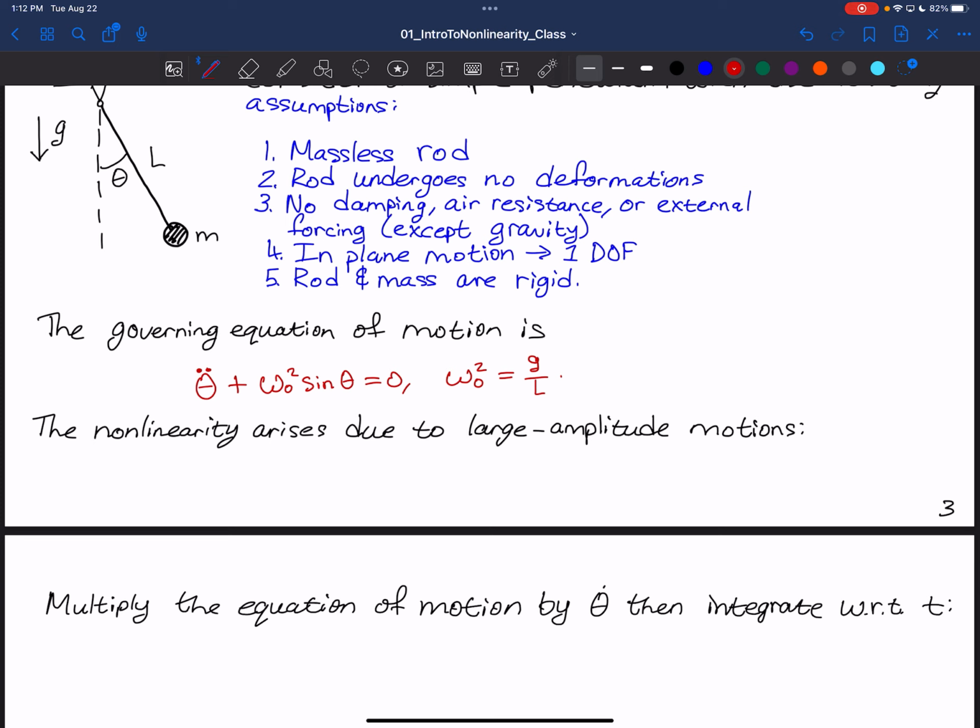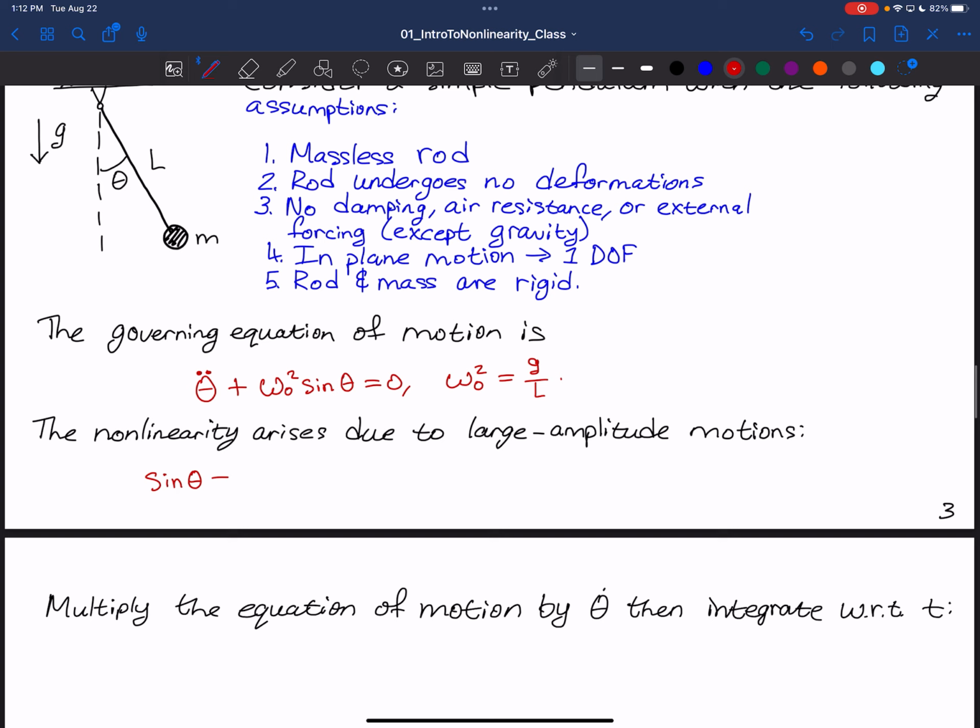In a linear vibrations class, you will typically assume small motions, and then you will linearize that sine term and get back just the theta instead. Here we're going to not do that. We're going to consider large amplitude motions. And what we can then do is expand the sine term into an infinite series. That becomes theta minus theta cubed over 3 factorial plus so on.